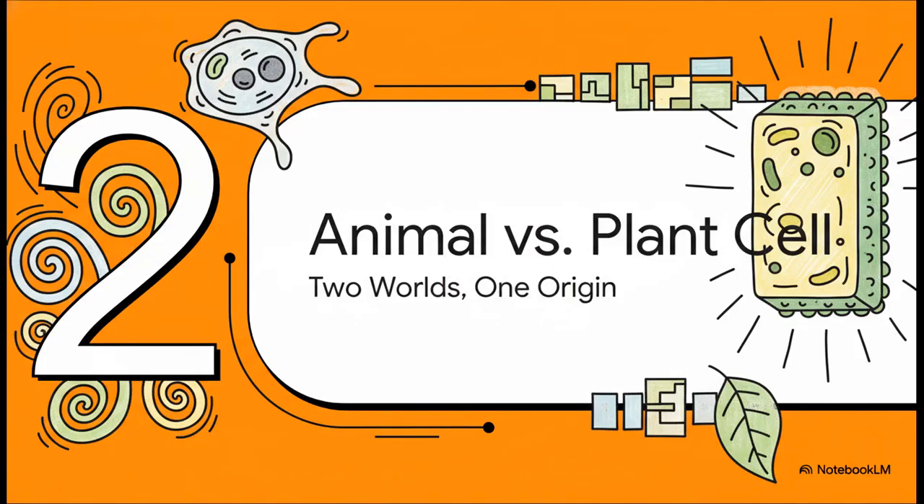Okay, now we're getting to the good stuff. Plant and animal cells are both eukaryotes, which tells us they share a common ancestor way, way back. But over millions of years, boy, have they adapted to lead completely different lives. One is designed for moving around, for being flexible, while the other is built for stillness, for incredible strength, and for harnessing the power of the sun itself.